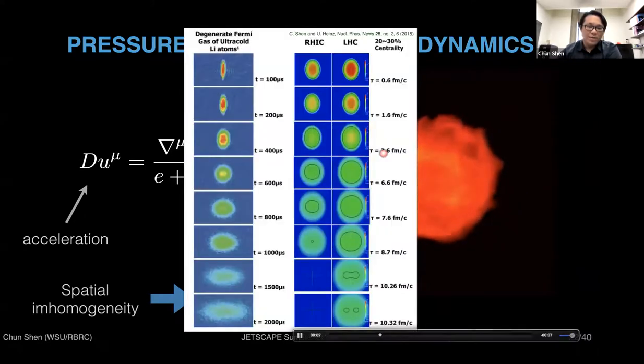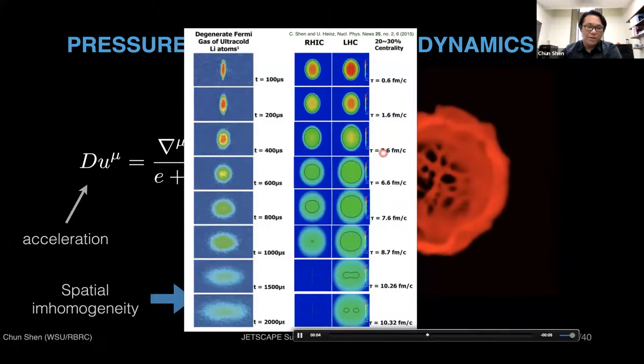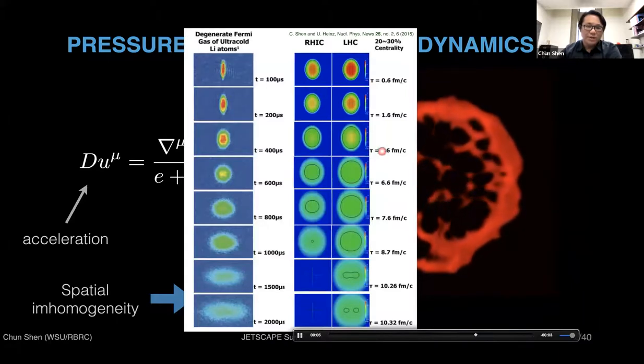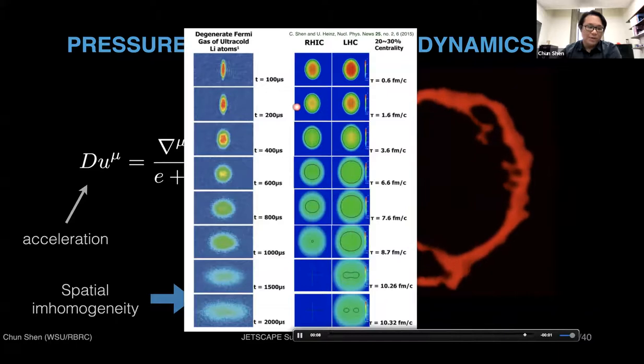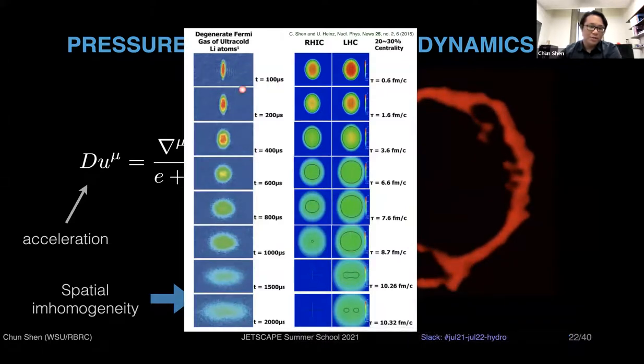This is actually very common in these strongly interacting systems, not only in the quark gluon plasma phase, but also in cold atoms, where our system is again strongly coupled. And if you have a spatial inhomogeneity, then you will see that the system evolves and the expansion in the horizontal direction is much faster than in the vertical direction due to the different pressure gradients.